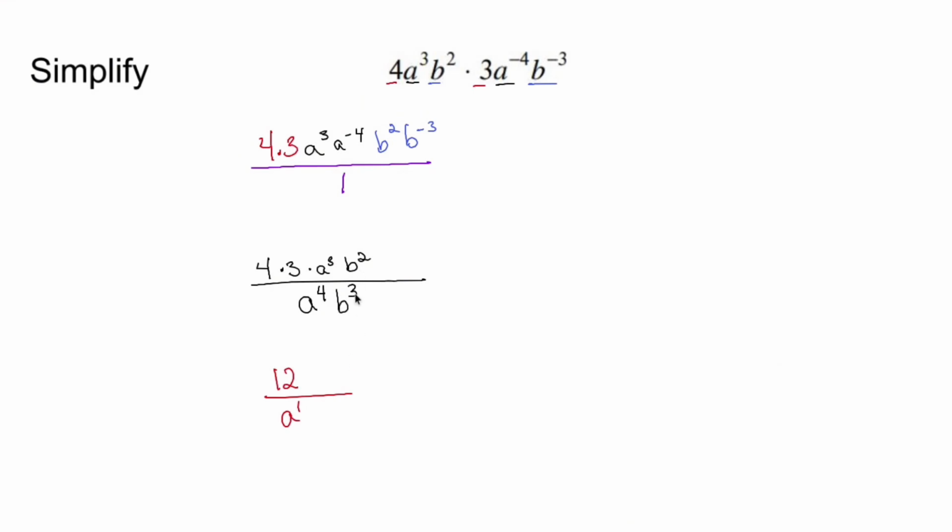Same thing with the b's. There's 3 b's on the bottom, 2 b's on the top, so the denominator is going to keep the b, and 3 minus 2 is 1. Now that looks sloppy. You don't need 1s for exponents, so let's wrap this up by saying 12 over a to the first, which is just a, b to the first, which is b, and that's going to be my answer.